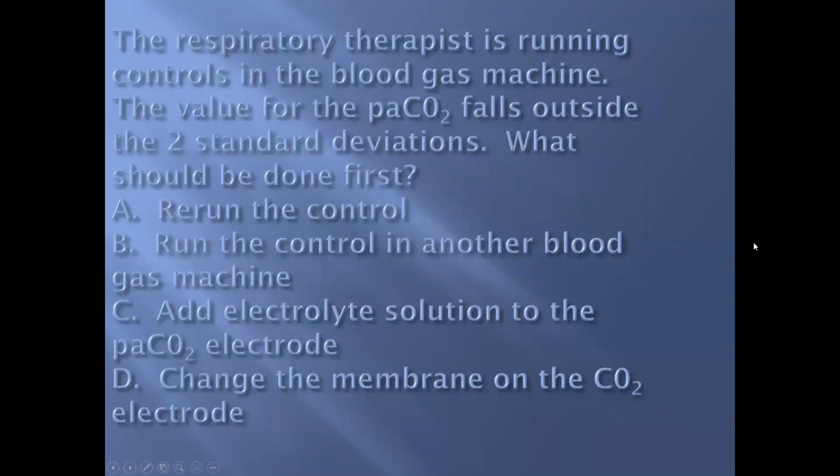The respiratory therapist is running controls in the blood gas machine. The value for the CO2 falls outside the 2 standard deviations. What should be done first? Yay, good job. Should you run the control in another blood gas machine? No, that's not going to help. Should you add electrolyte solution or change the membrane? No, not until you rerun the control first.